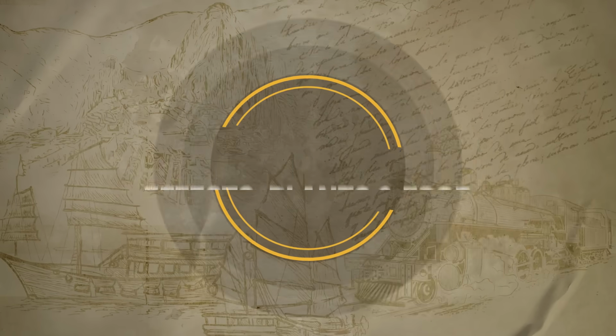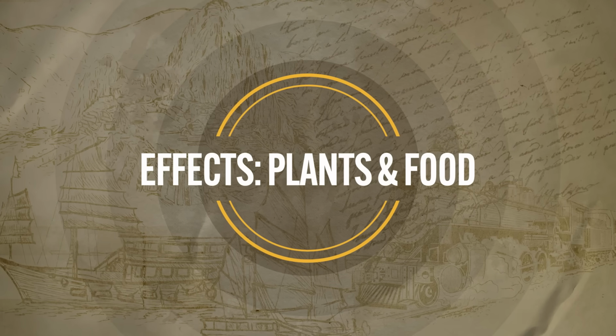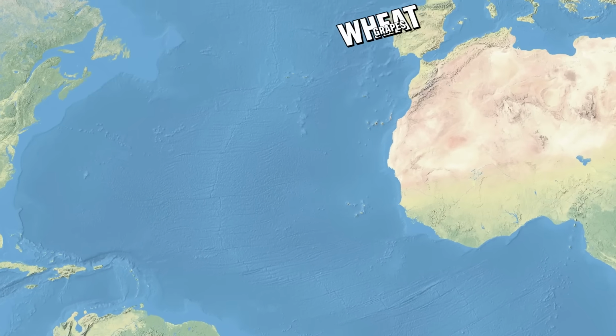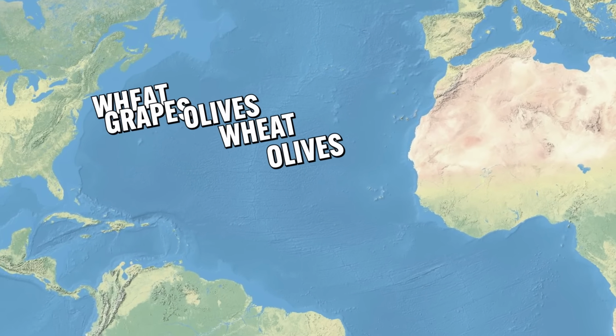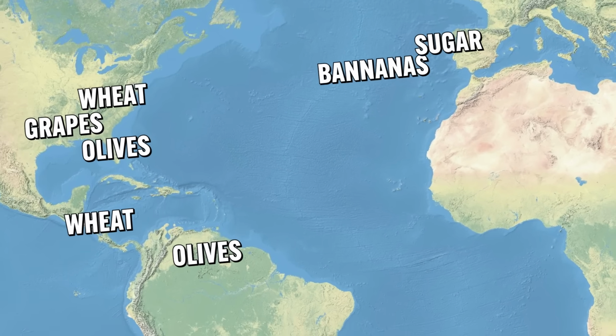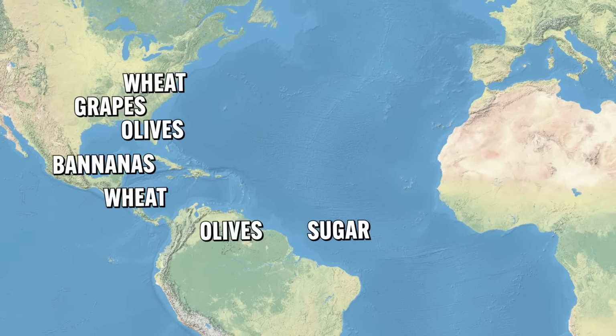Okay, now let's talk about the plants and food that were introduced to both hemispheres as a result of the Columbian Exchange, and it's helpful if you know a couple of examples. So European settlers brought wheat and grapes and olives with them, which were staple foods of European diets. But they also brought Asian and African foods like bananas and sugar.